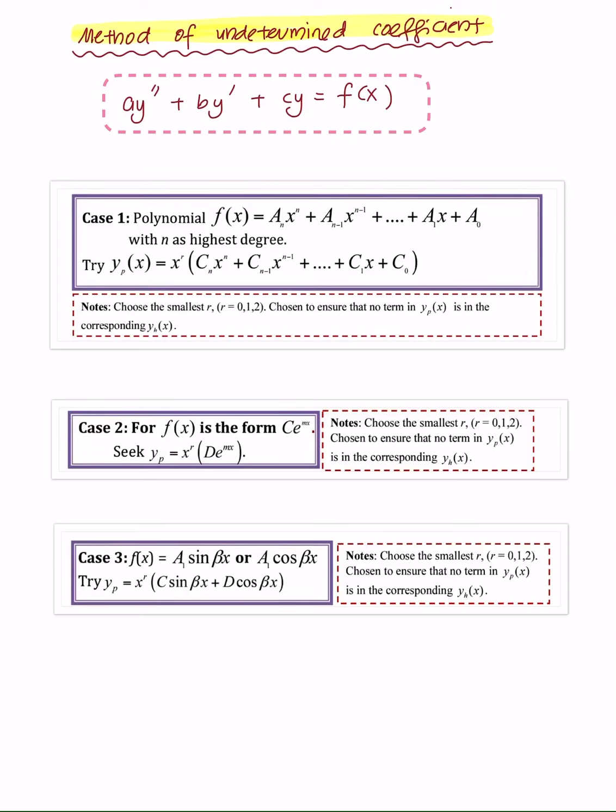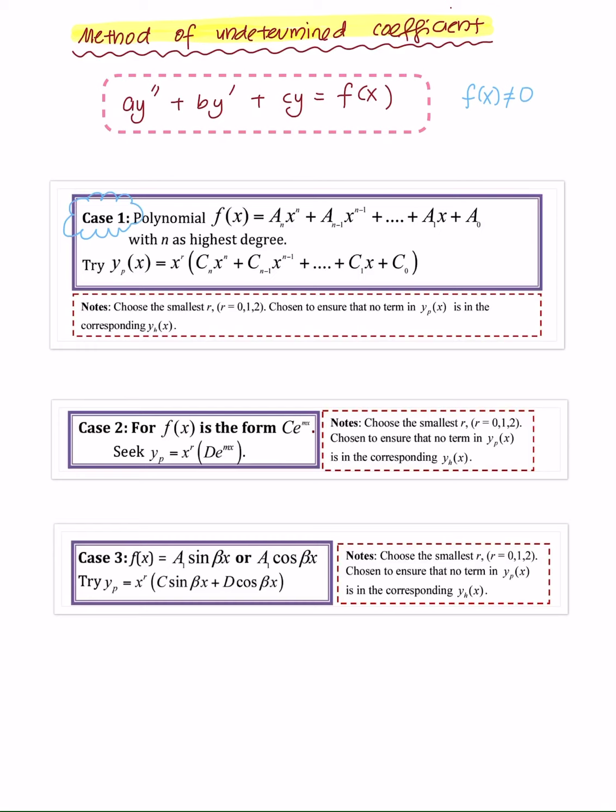Okay, so now let's look at the cases in the method of undetermined coefficients. We know that we have ay double prime plus by prime plus cy equal to f(x), where f(x) is not equal to 0. For case 1, f(x) is a polynomial. So what is yp?